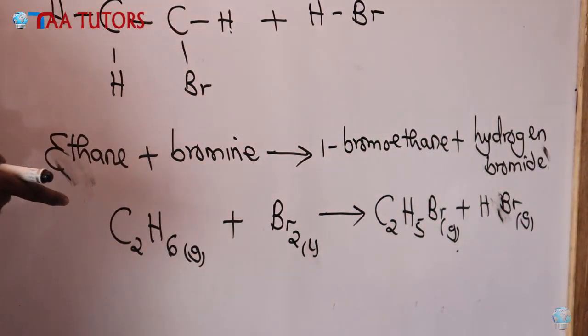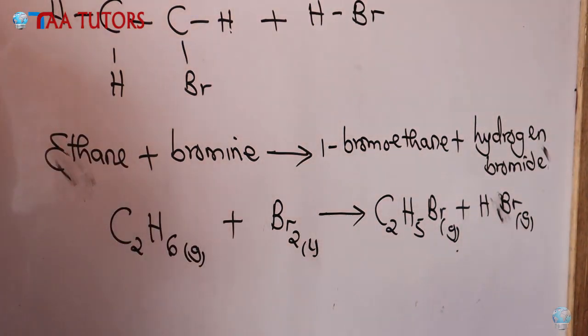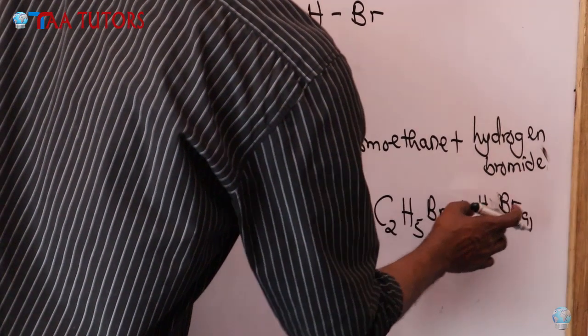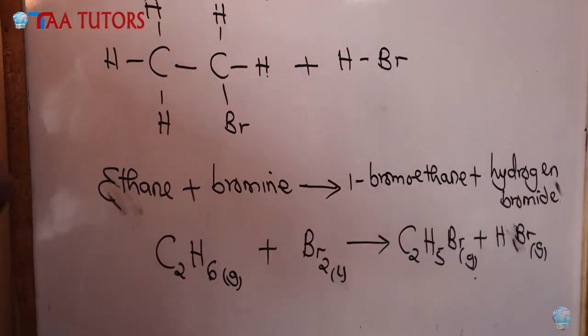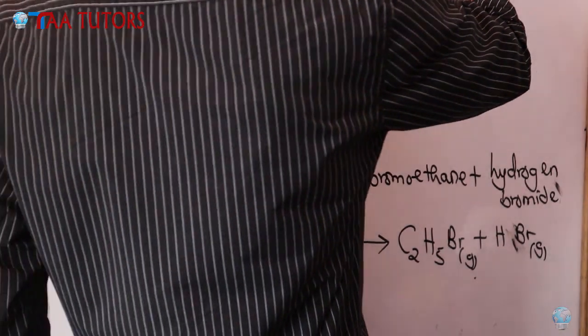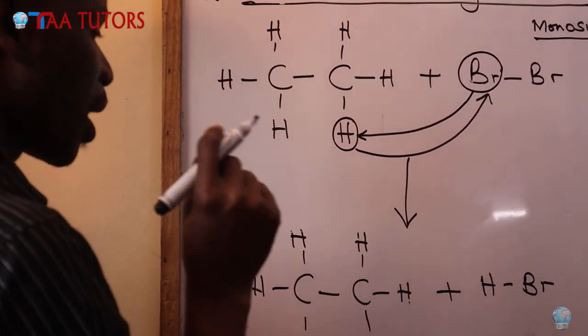As you can see, it's fairly a simple case where we have substitution here. There's no way we can take this Br and write Br here. That will be wrong. We cannot substitute at the same time. It must be mono substitution, or you can only substitute one hydrogen atom at a time.